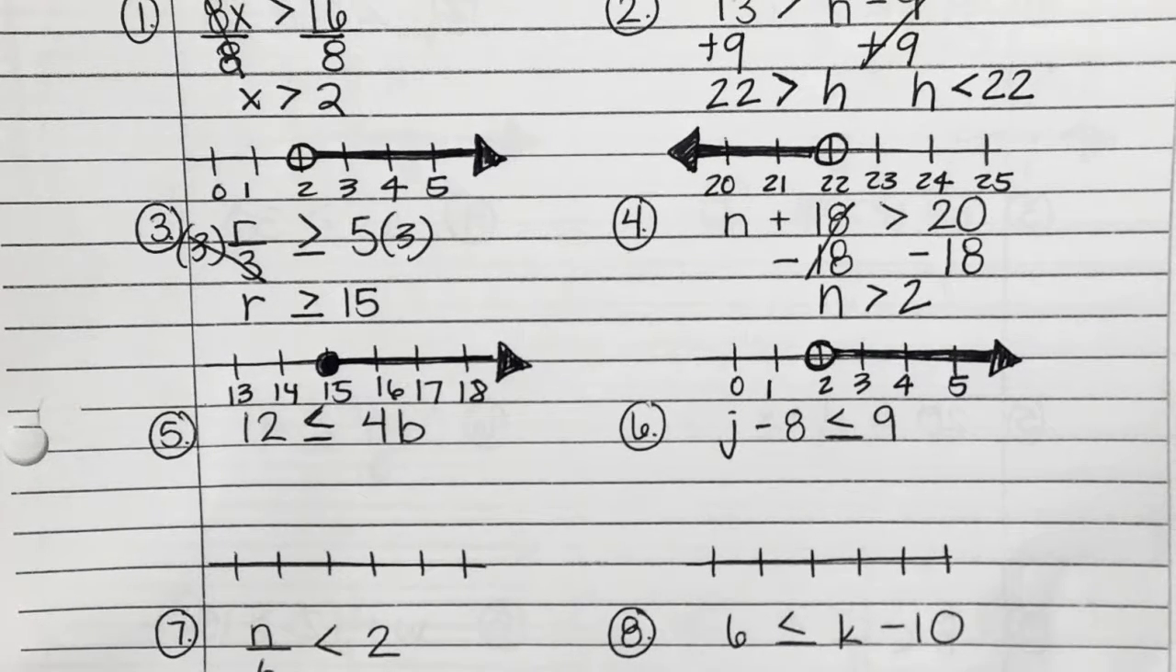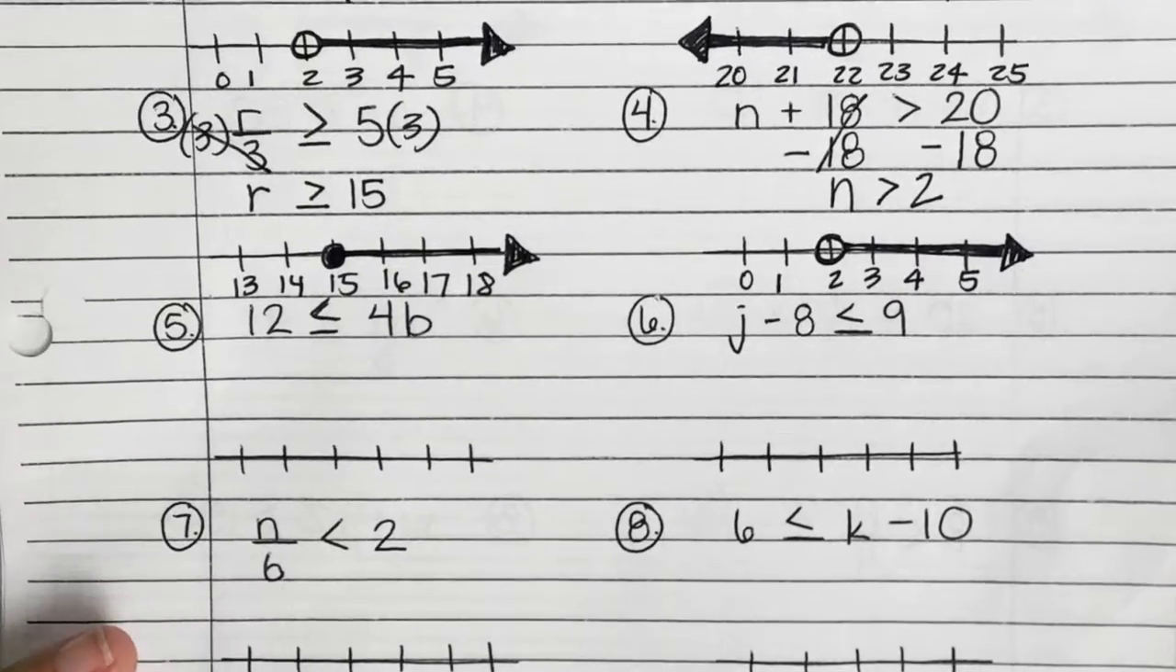I did the wrong one. Oh, you did? Yeah, I did 6. Oh, okay. All right, let's look at number 5.